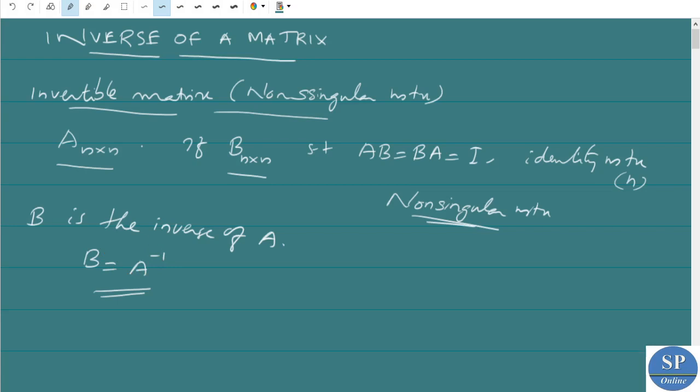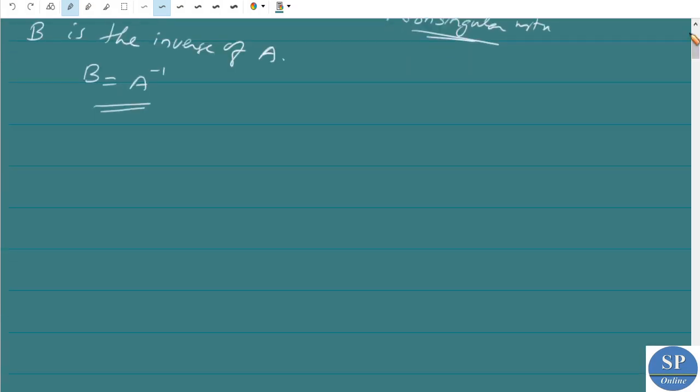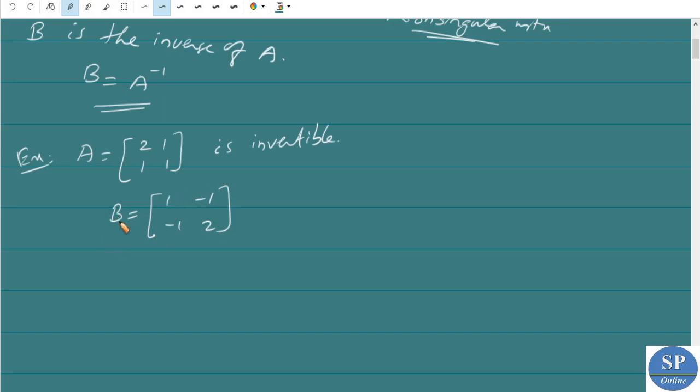For example, consider a matrix A equal to 2, 1, 1, 1. This matrix is invertible or non-singular, since we have another matrix B equal to 1, minus 1, minus 1, 2. This is the inverse of A. So A equal to 2 1 1 1 is invertible, since B is its inverse.